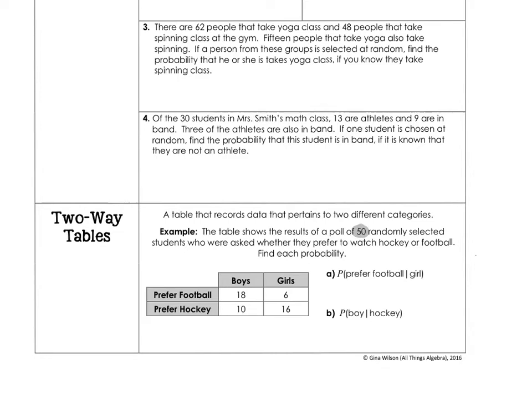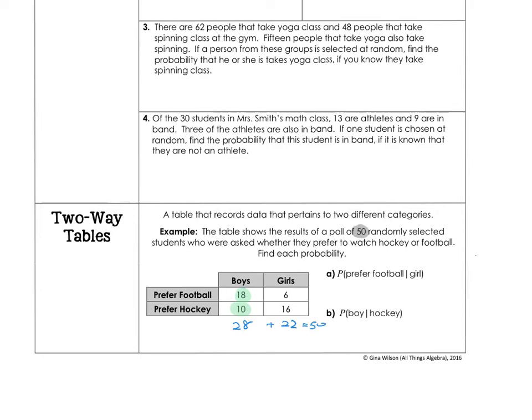We said that there's 50 people. So if we have 18 boys prefer football, 10 boys prefer hockey, and there's no overlapping, right? So that's 28 in total amongst the boys. And then for the girls, we have 6 girls into football and 16, and that's 22. So if I add the two together, that's how I get 50 people. That's how we understand this table.